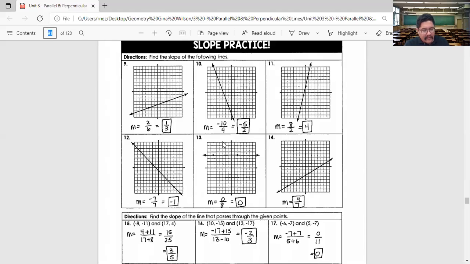And actually, we're a good ways through the packet, really. All right, it looks like there is one more. What's on the next page? Just look ahead really quick. Okay, so they talk about parallel and perpendicular.